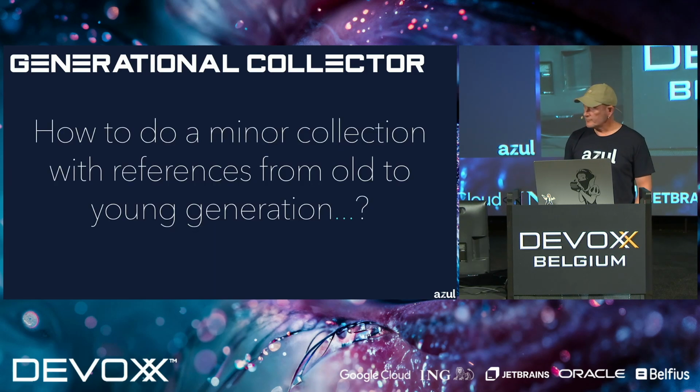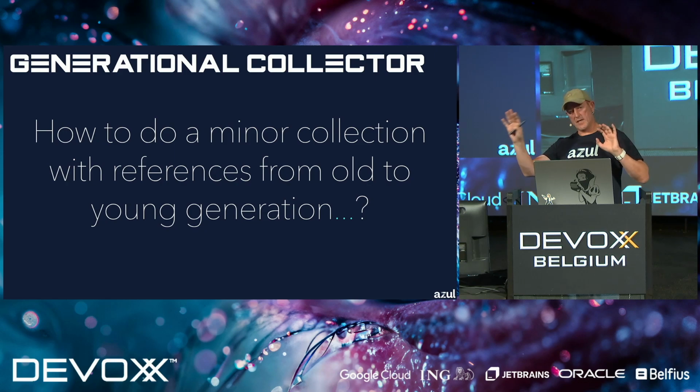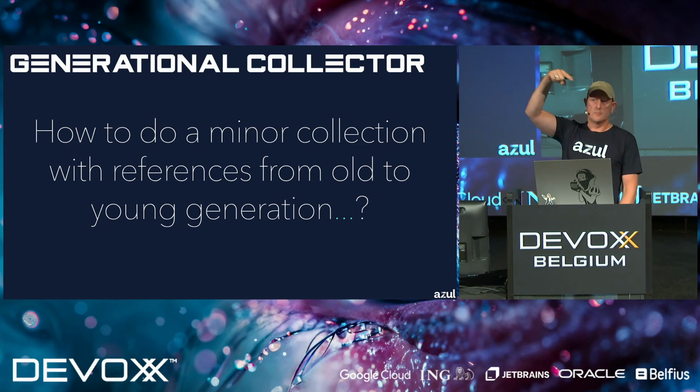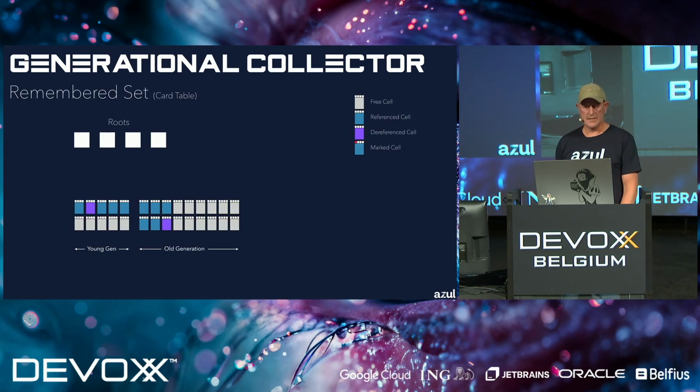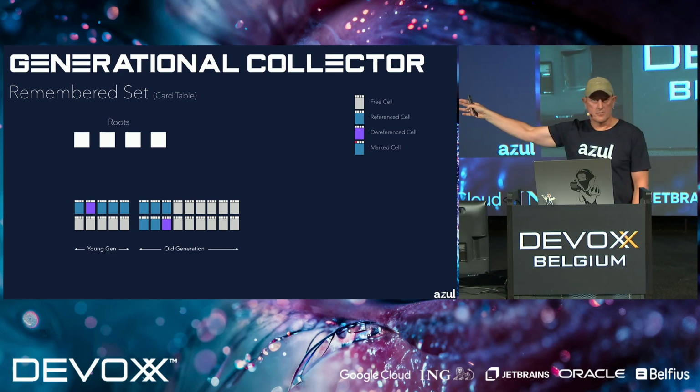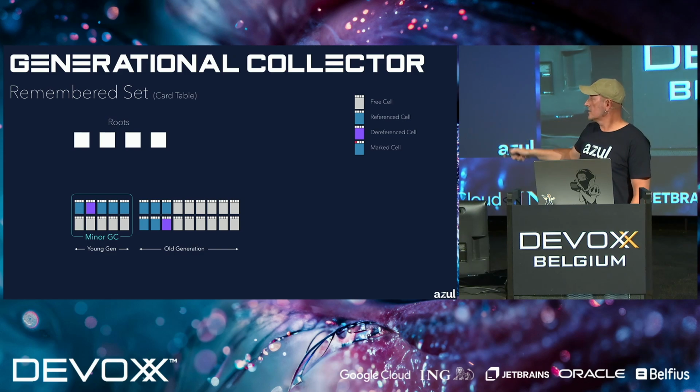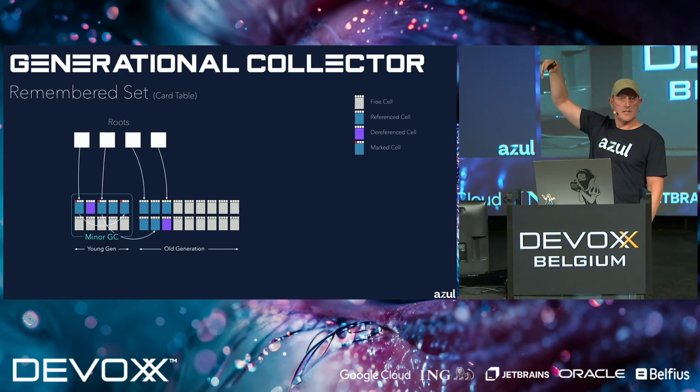Okay, the question is, I told you we have young generation, old generation. We have different collectors, minor collection in the young, major collection in the old. What do we do if we have a reference from the old generation back to the young one? So we have on the left side the young generation, right side old generation. Now we do a minor collection in the young one. We have references coming from the stack frames.